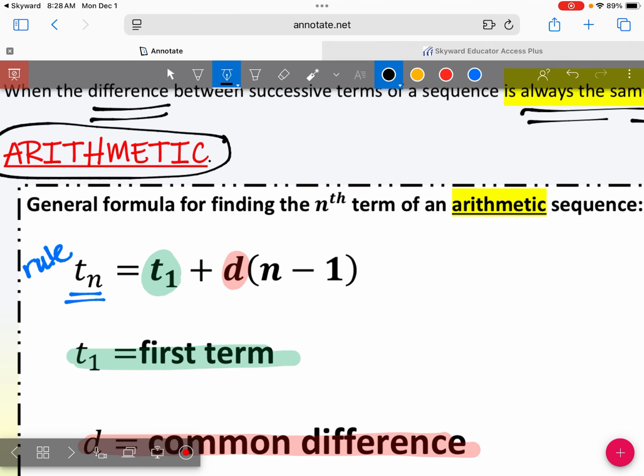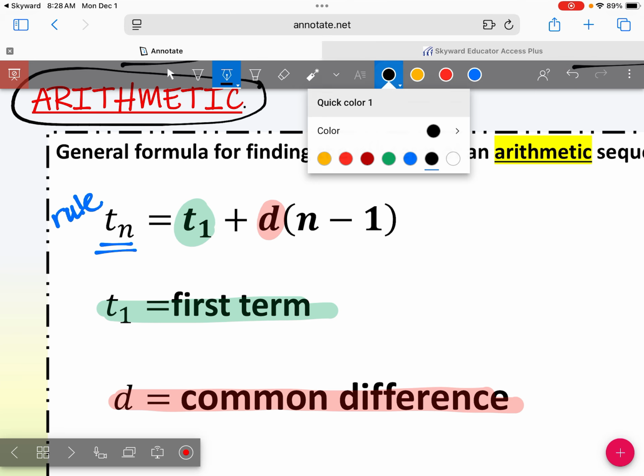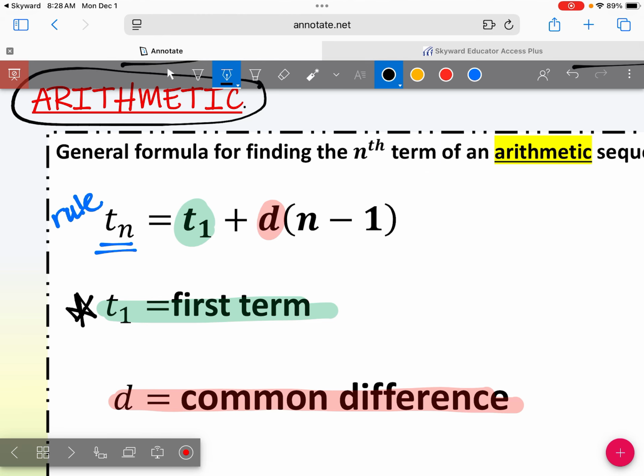What 2 things do we need to write a rule? We need to know the first number and the common difference. We have to know those 2 things. The first number and the common difference.